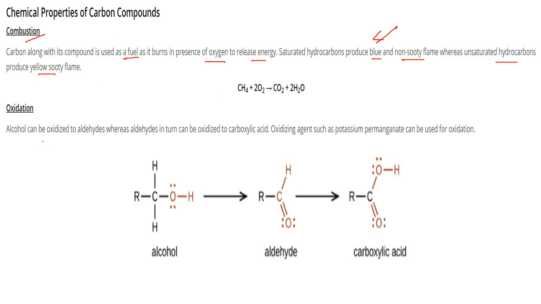Oxidation. The alcohol can be oxidized to aldehydes, whereas these aldehydes can be oxidized to carboxylic acids. An oxidizing agent like potassium permanganate can be used for oxidation.